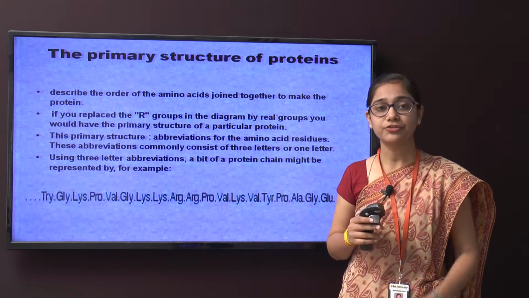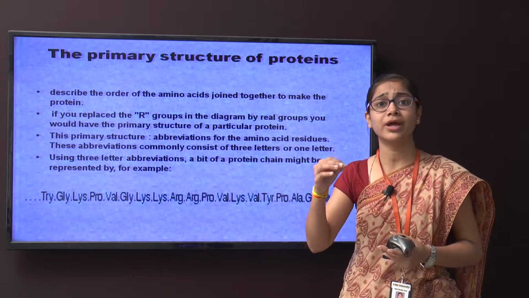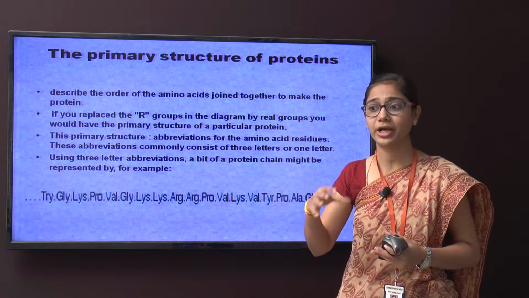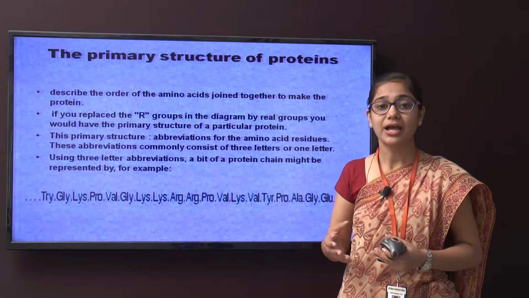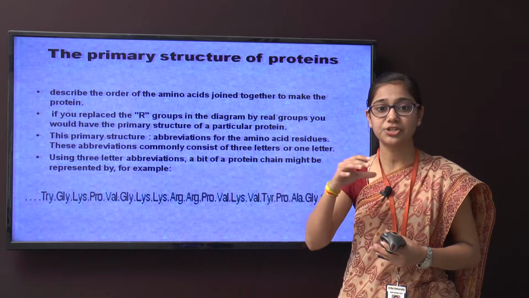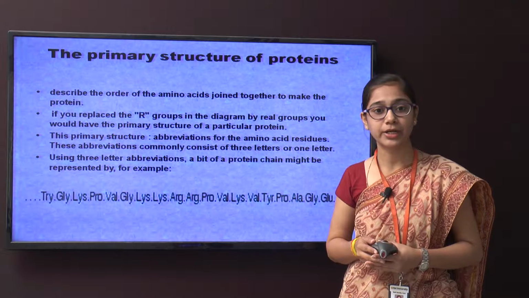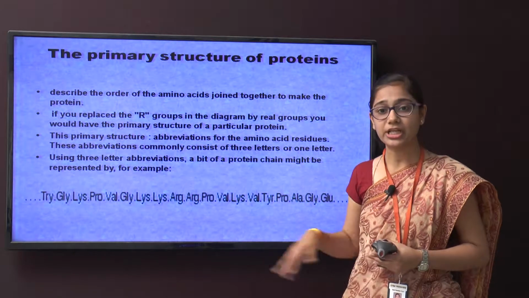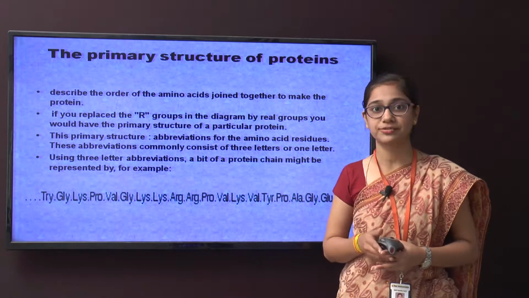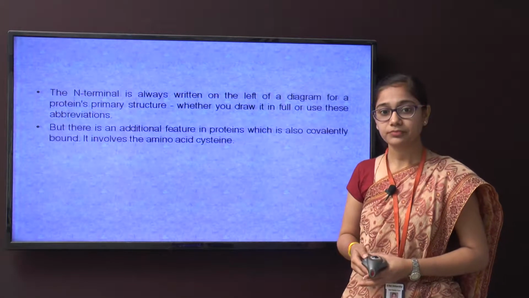If you write the molecular diagram, the chemical formula for this sequence, and if you replace the R with the real group, then you have the primary structure of protein. In this you can see there is an abbreviation: there is a 3-letter code, and there is a 1-letter code also.